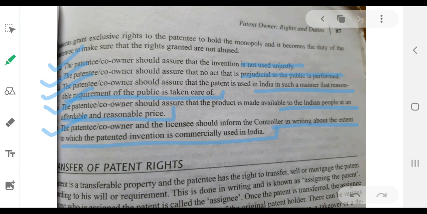So we will complete our syllabus by the next class. We will be discussing some of the patent cases, and after completion of that we will be completing our syllabus and starting our revision class.